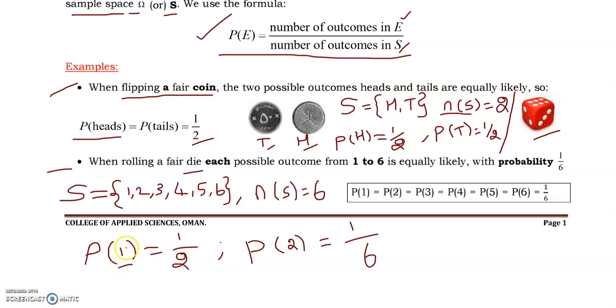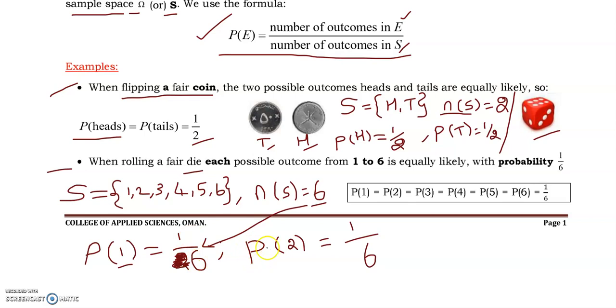Now how do we find the probability of 1? Here the favorable event is 1, and 1 appears in the sample space only one time. So probability of 1 is equal to 1 over 6, because 1 appears one time in the sample space, so 1 divided by the total number of elements in the sample space, 6. That's why we write 6 here.